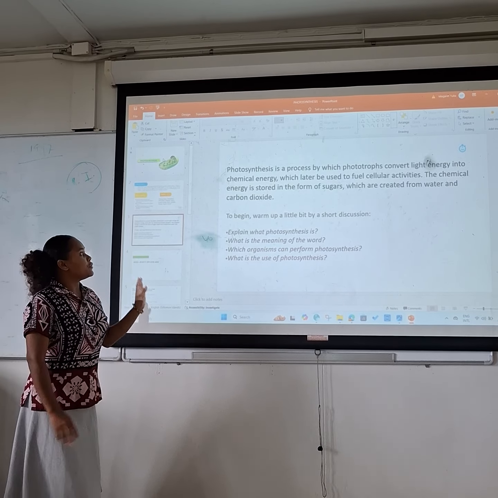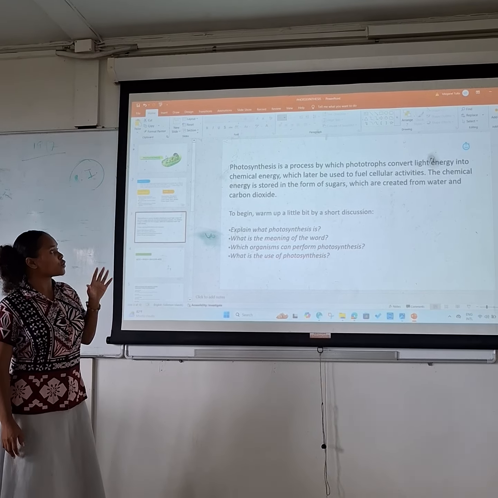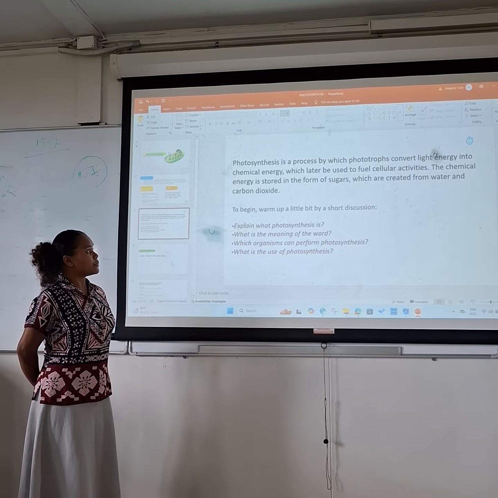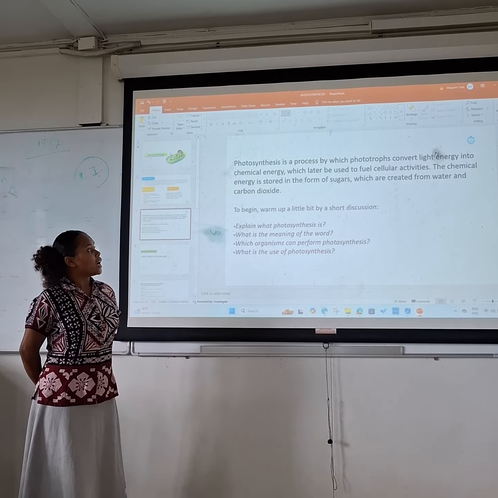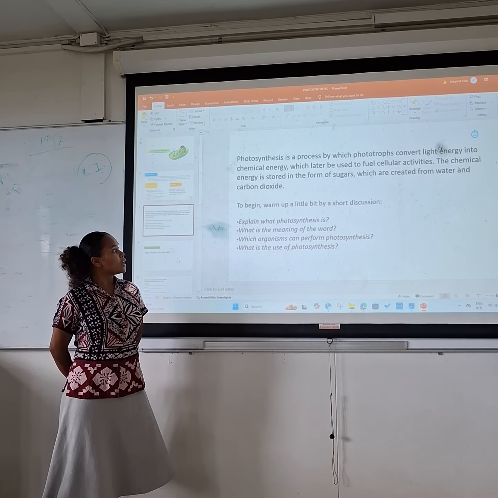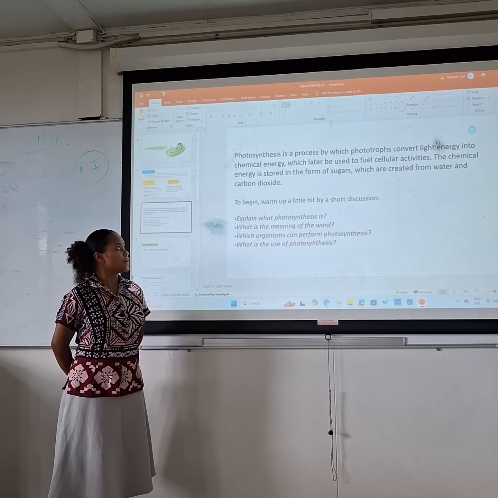So here is the definition of photosynthesis, which is the process by which phototrophs convert light energy into chemical energy, which is later used to fuel cellular activities. The chemical energy is stored in the form of sugars which are created from water and carbon dioxide.